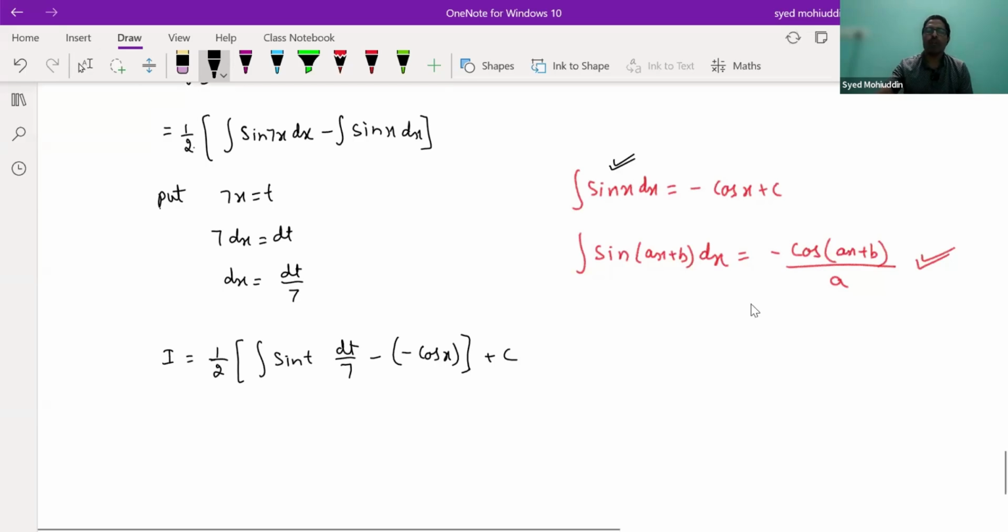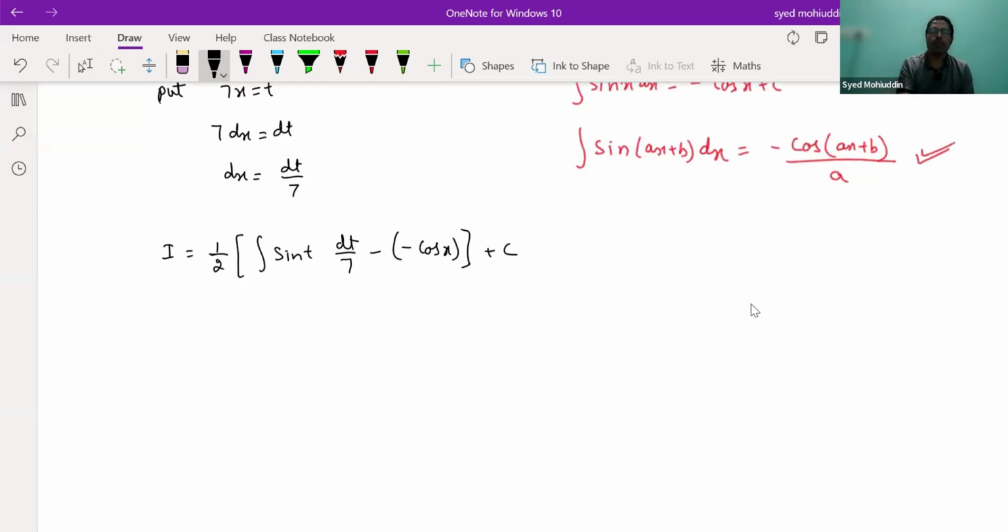Now if you further simplify this one, now you can integrate it. Before we integrate, let me take that 1 by 7 outside, and you are left only with sine of t into dt. Here minus of minus will become plus cos of x plus the constant c. Therefore, you are having 1 by 2 times of 1 by 7, and integral of sine, as we know, is minus cos, so minus cos of t.